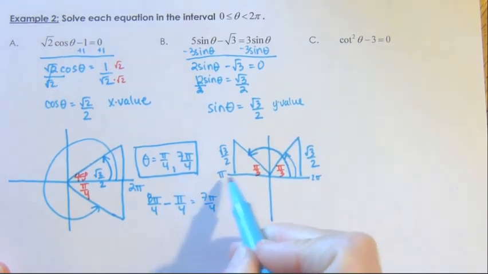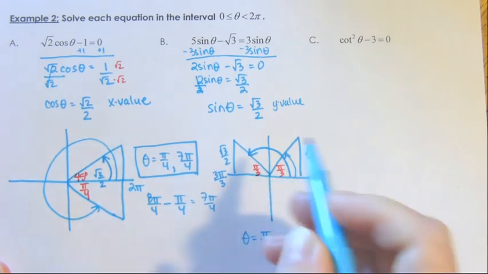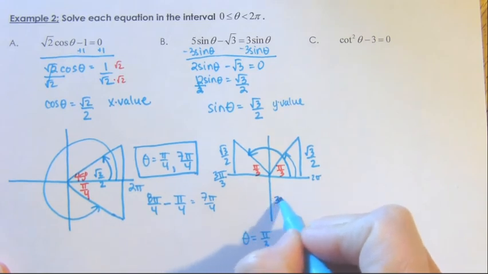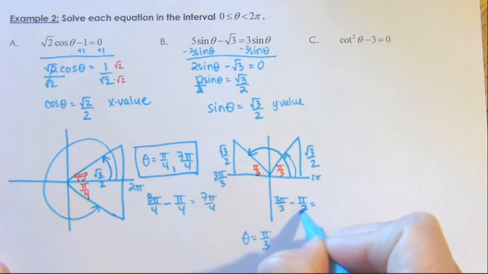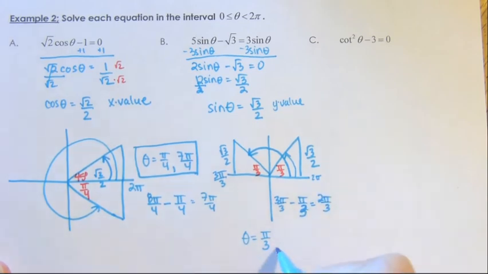Since I'm dealing with pi over 3, I'm going to change this to 3 pi over 3. So in order to get that angle in that second quadrant, I would have to do 3 pi over 3 minus pi over 3. Oh, I wrote 2 there. To give me 2 pi over 3. So my two angles are pi over 3 and 2 pi over 3.